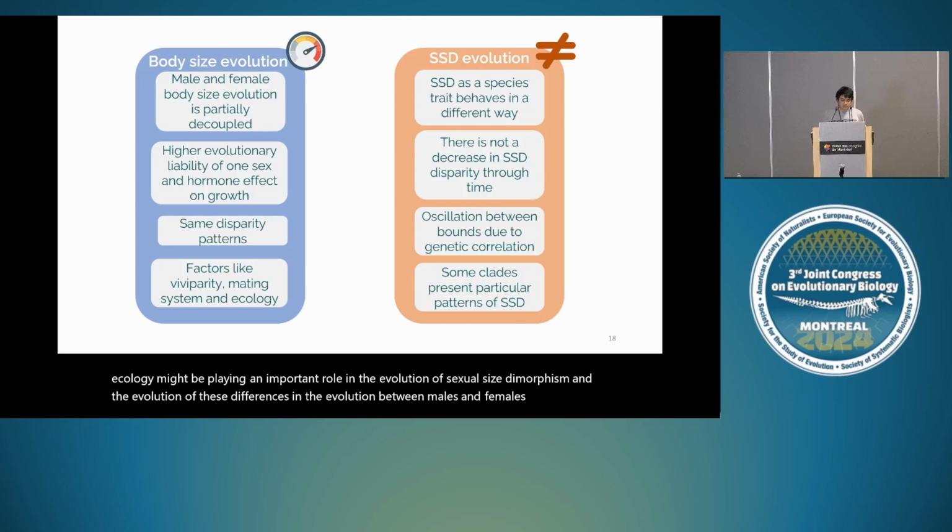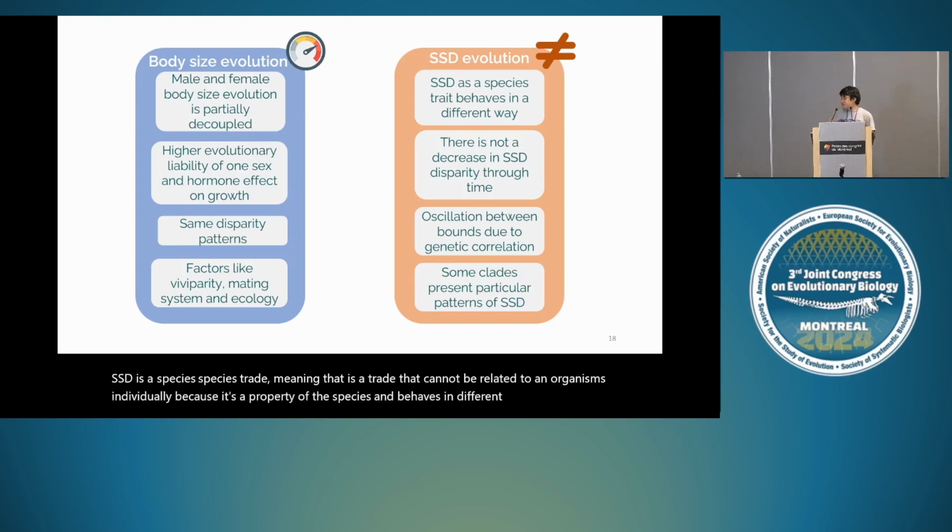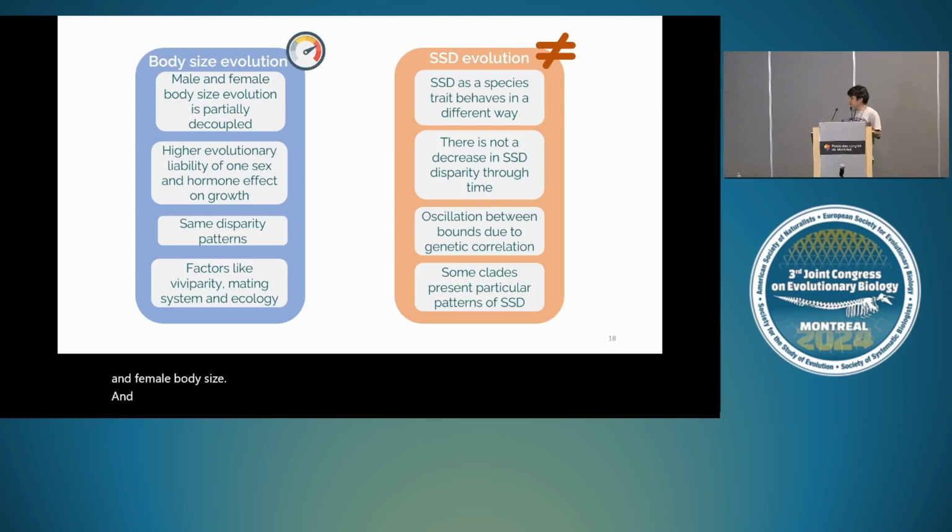Regarding SSD evolution, SSD is a species trait, meaning that it cannot be related to an organism individually because it's a property of the species and behaves in different ways. There is not a decrease in SSD disparity through time, and I think that is maybe because SSD is oscillating between bounds that are due to the genetic correlation that exists between male and female body size. And also, some clades display particular patterns of SSD. It's not homogeneous through the whole phylogeny, but some clades are special.